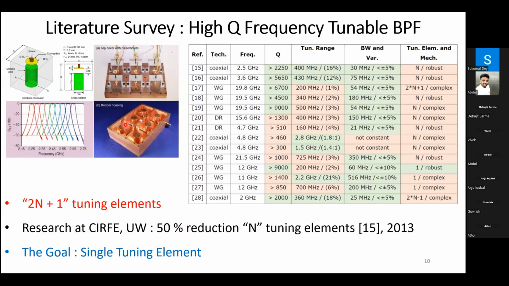This is a 6th order filter. And there are 6 motors, and these motors go up and down. The tuning plate goes up and down and reconfigures the filter response. You can see it on the left side here. Basically, the plate is moved up and down with the help of piezo motors.